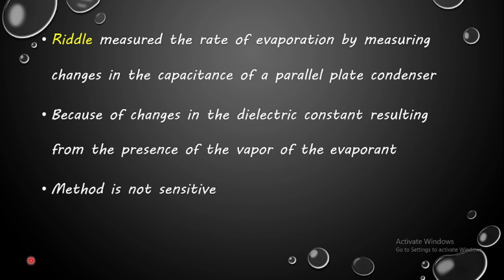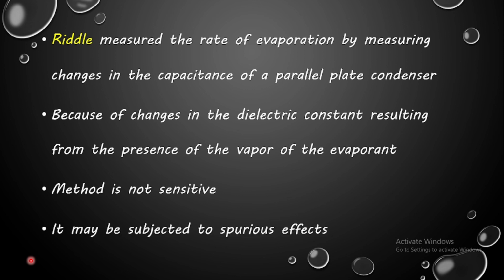But the main thing is that the method is not sensitive and requires careful measurements, and it may be subjected to spurious effects due to stray electrical charges in the vapor or in the vacuum chamber. So if there are any impurities remaining in the vacuum chamber or any electric charges created, because capacitance is linked with the electric charges, the thickness measurement is going to be interrupted, due to which we cannot find out exactly what the thickness of the deposited film is.